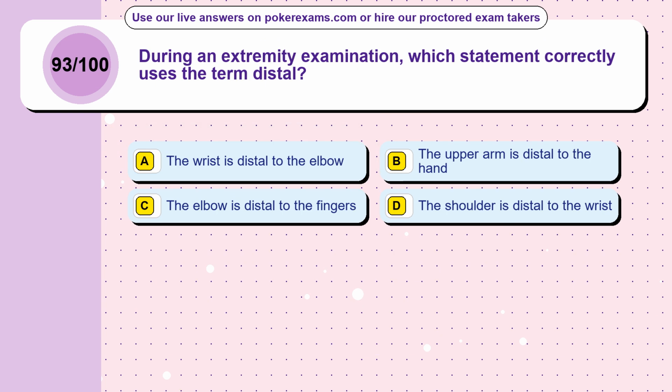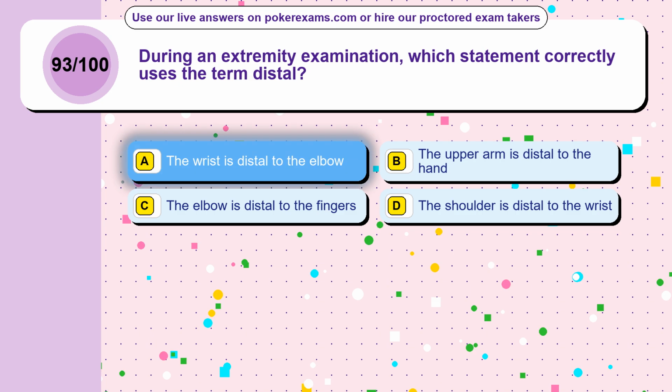Question 93. During an extremity examination, which statement correctly uses the term distal? Option A, the wrist is distal to the elbow. Option B, the upper arm is distal to the hand. Option C, the elbow is distal to the fingers. Option D, the shoulder is distal to the wrist. The correct answer is option A, the wrist is distal to the elbow.